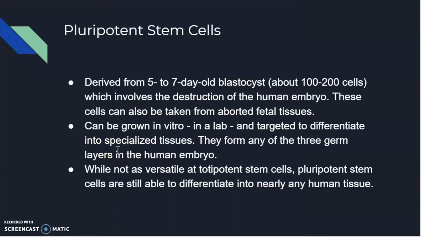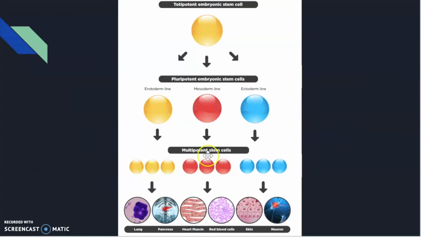So as we get moving here, we're now getting into the pluripotent, so a little bit more differentiation. These cells are derived from a 5 to 7 day old blastocyst, so about 100 to 200 cells, which involves the destruction of the human embryo. And these cells can be taken from aborted fetal tissues. They can also be grown in vitro or in a lab and targeted to differentiate into specialized tissues, and they form any of the 3 germ layers in the human embryo. While not as versatile as the totipotent stem cells, pluripotent stem cells are still able to differentiate into nearly any human tissue.